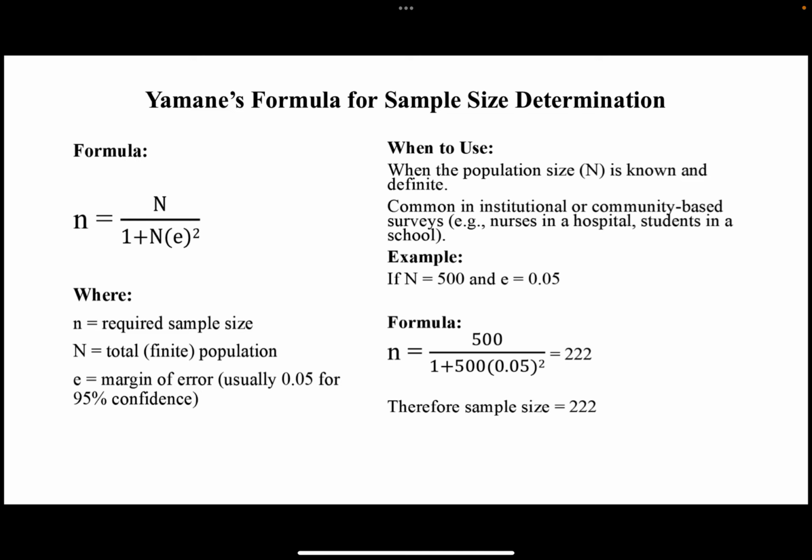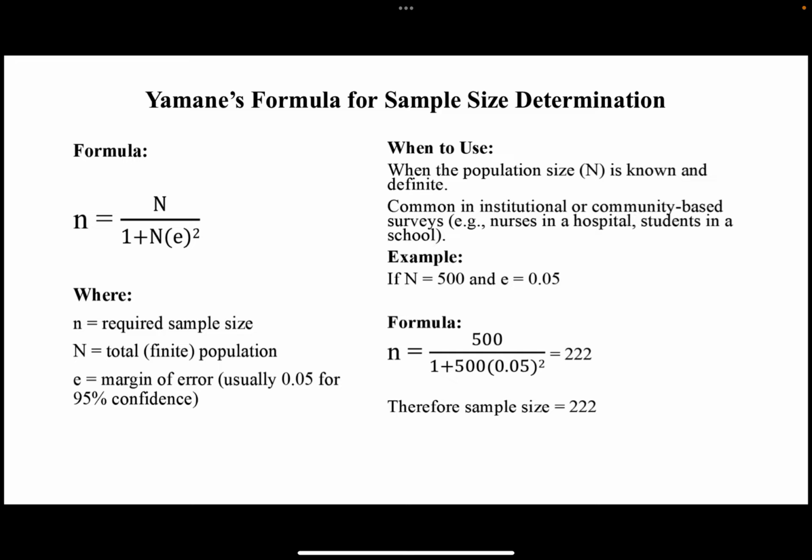For the last time, Yamane's formula for sample size determination is small n is equal to capital N over 1 plus capital N(e)^2, where small n is the required sample size you are calculating for.